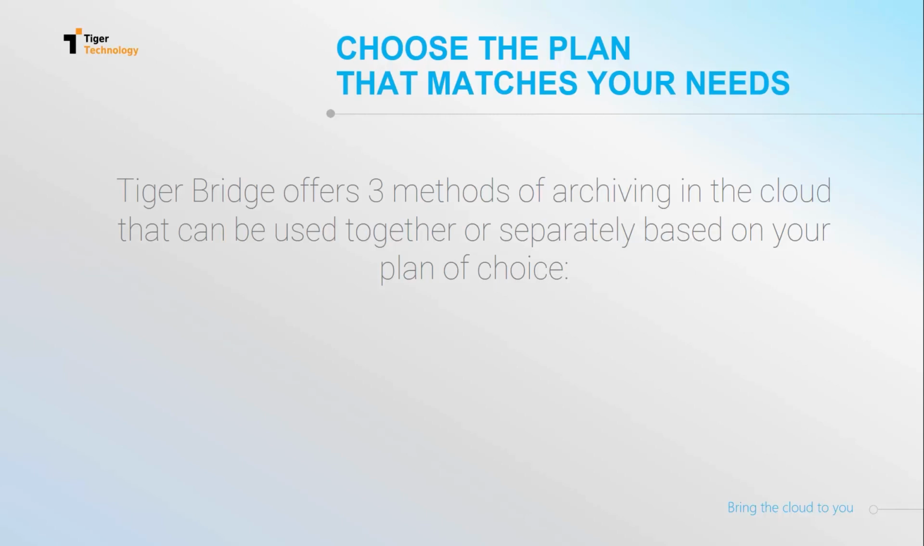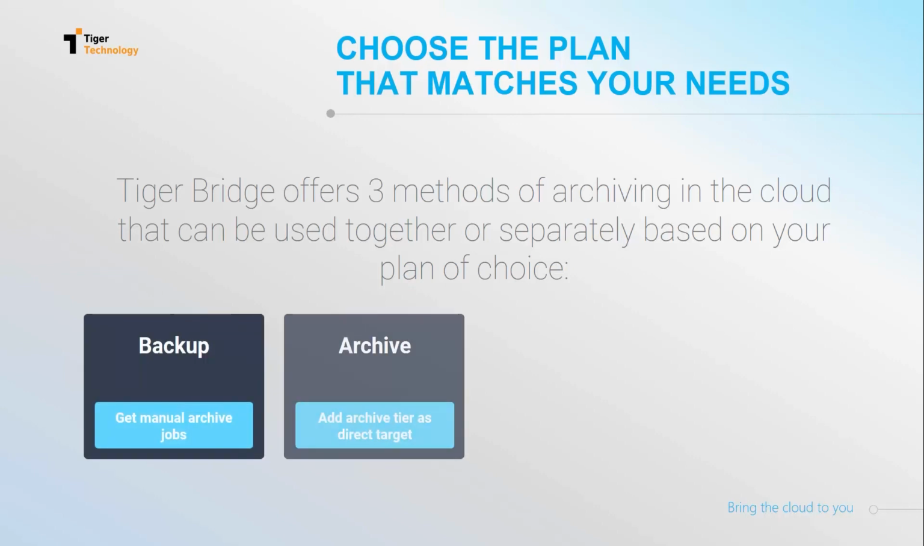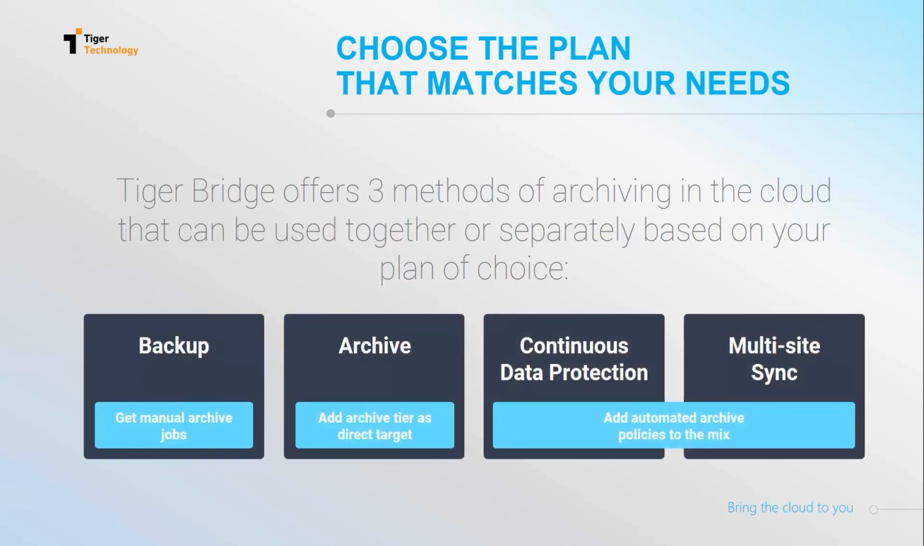In summary, TigerBridge offers 3 methods that allow us to archive data to the cloud: with archive policies, manually, and as a direct target. Meet your storage management requirements by selecting the right plan for you.